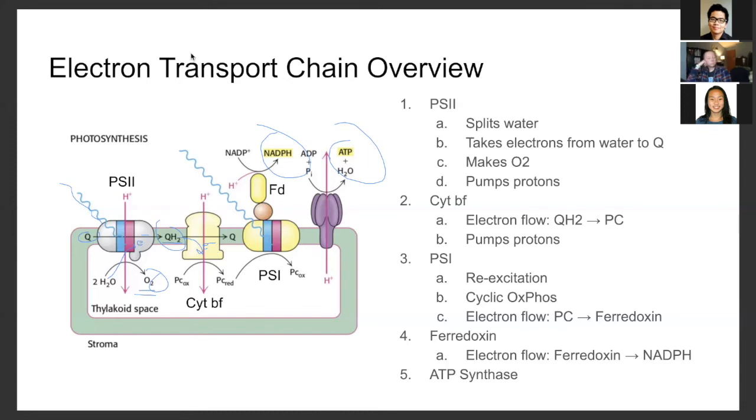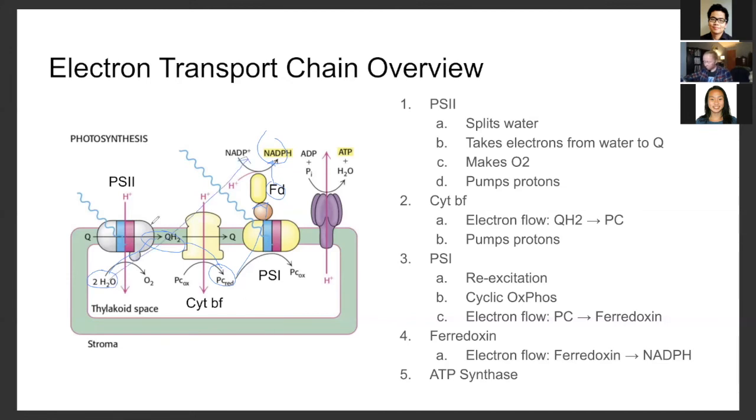So if I were to follow the pathway of an electron, the electrons start with water, then they move and become part of QH2. And then QH2 gives it to this enzyme complex, which gives it to PC. So then it goes to PC. PC will give it to this new complex in the middle, which has this molecule called ferredoxin. So it gives it to ferredoxin. And then ferredoxin will give it to NADPH at the end. And so as a result, we have a net movement of electrons from water to NADPH.